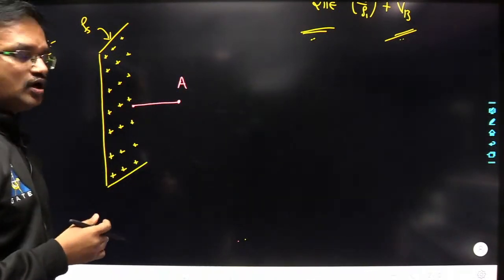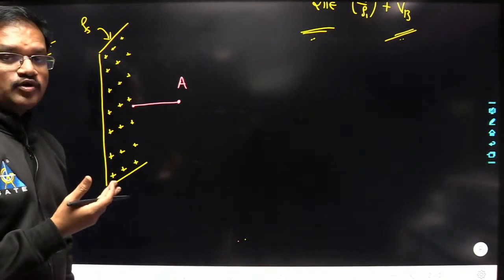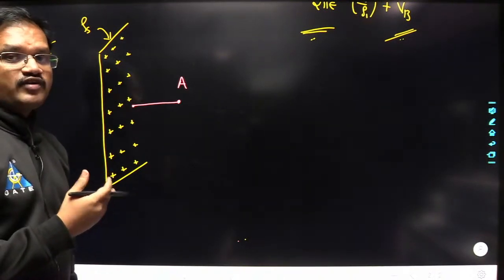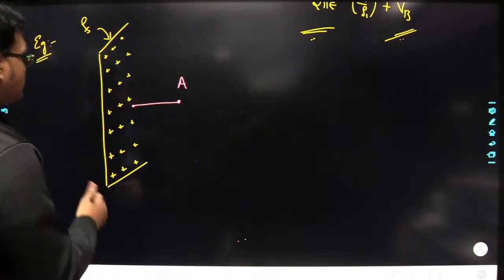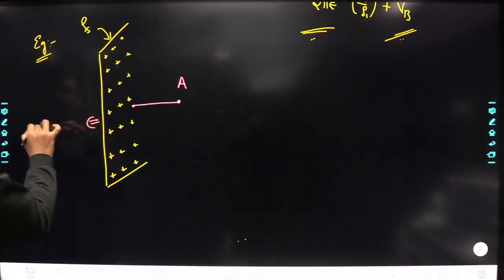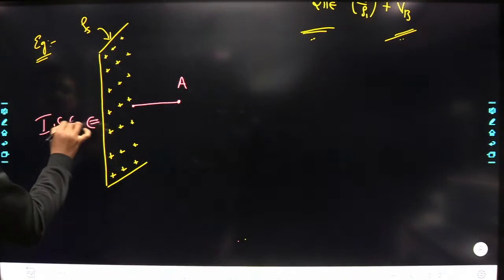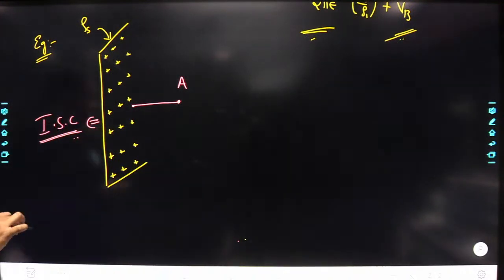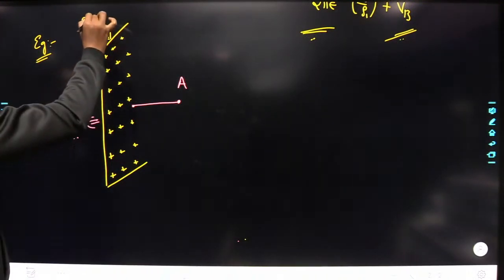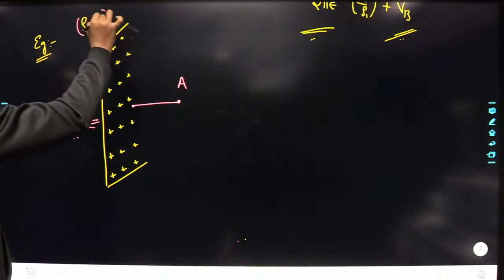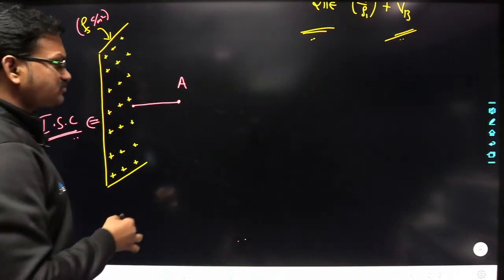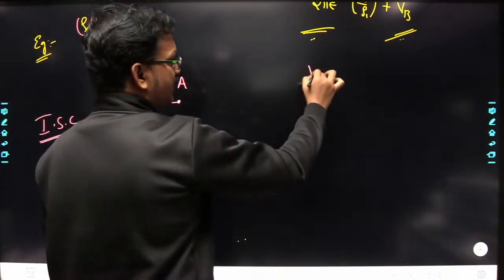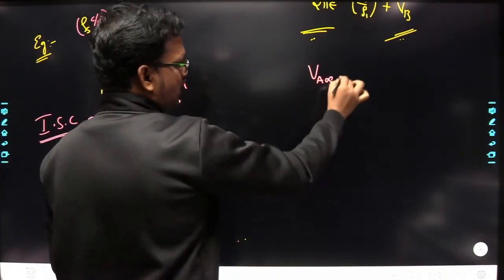So here also the potential at A cannot be defined with respect to infinity. Yes or no? This is nothing but an infinite sheet charge, which is having a charge density of rho s coulomb per meter square. Understood? So here also, if you try to determine V A infinity, what are you going to get?